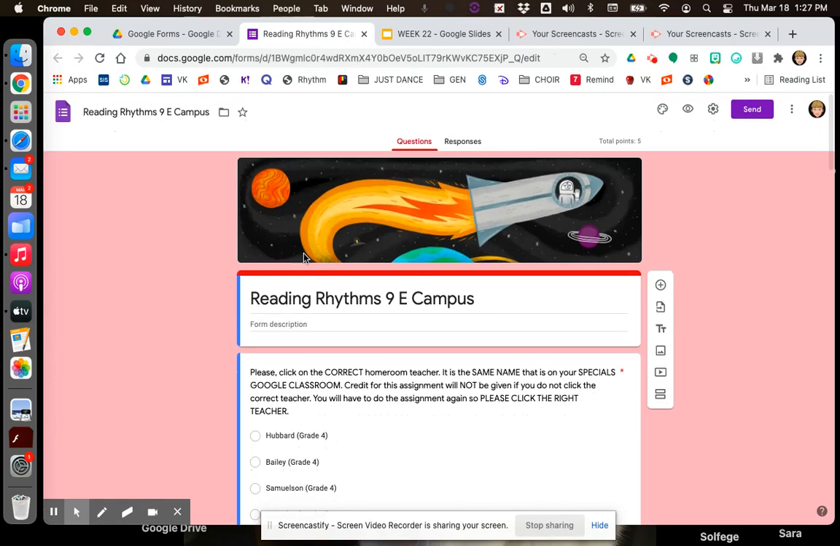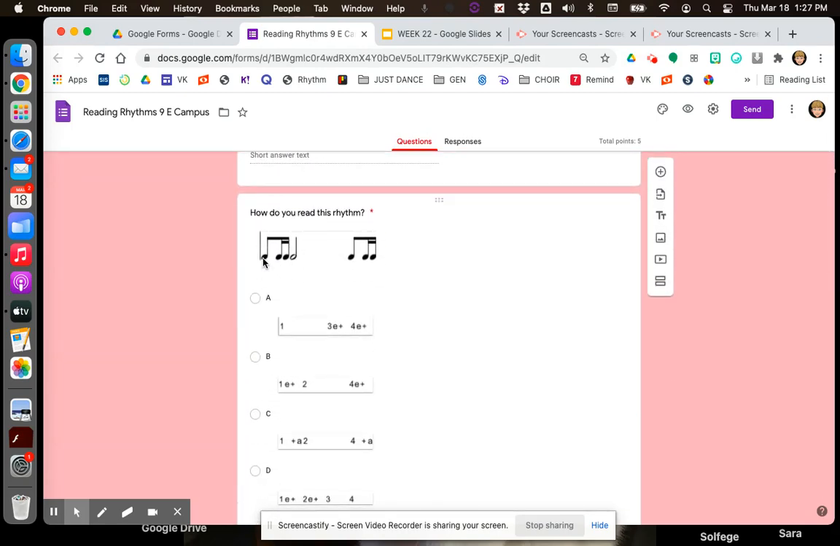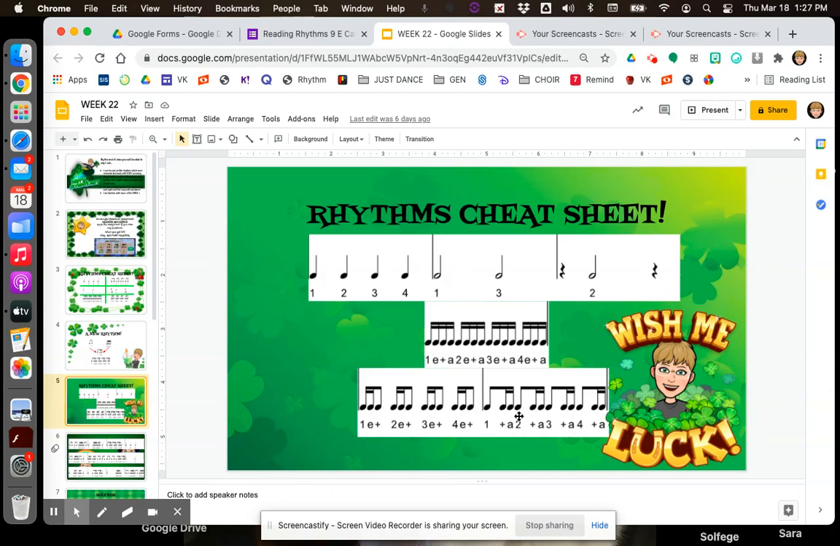So here I have Reading Rhythms 9, and you're probably going to use this same video for Reading Rhythms 10. So I'm starting off, and as you can see, here I have a combination of an eighth note followed by two 16th notes. So I'm going to ask myself, is that 1 and or is that 1 and a? And again, I can look back at that cheat sheet to see.